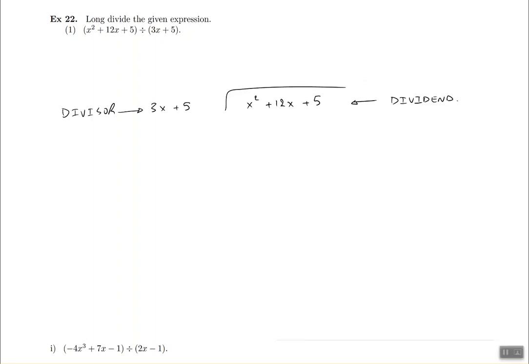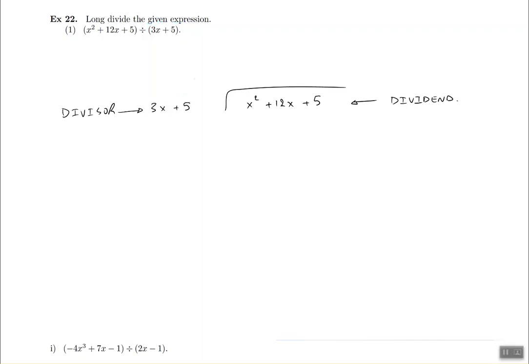By the way, the x squared plus 12x plus 5 is called the dividend because it is the numerator, and the 3x plus 5 is called the divisor because it is technically the denominator of this expression, basically. So what we do is we first write them both in order in standard form, where the highest power goes first and then go all the way down, and then we try to basically do some division.